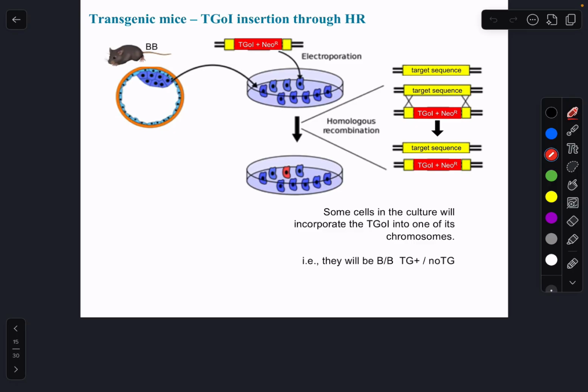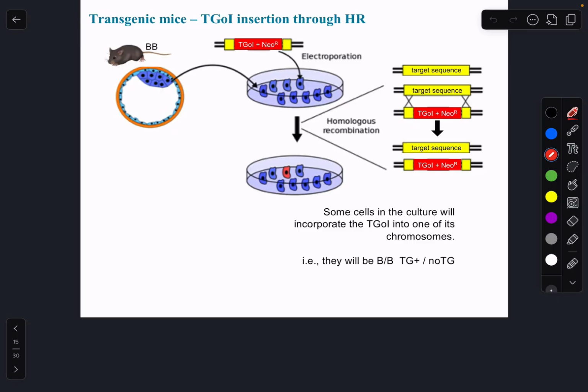And now what will happen is you have this mouse that is heterozygote for your transgene of interest, meaning one chromosome will have the transgene, we're calling it here TG plus for transgene positive, and the other chromosome, the homologous chromosome, will have no transgene. Why? This process of homologous recombination is super rare, so it won't happen in both chromosomes. It will happen in only one of them, if you're lucky.